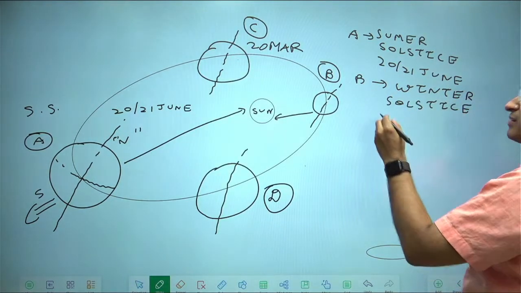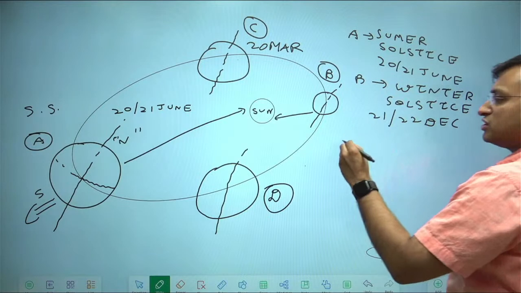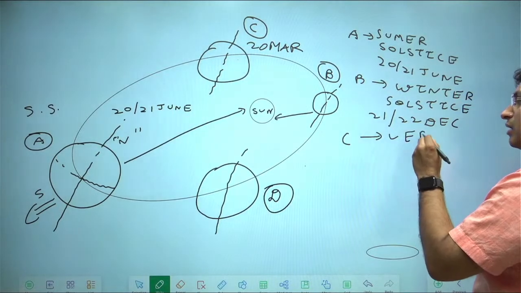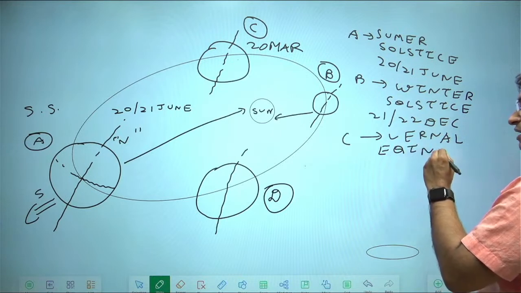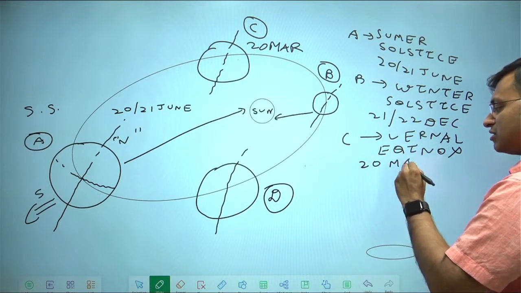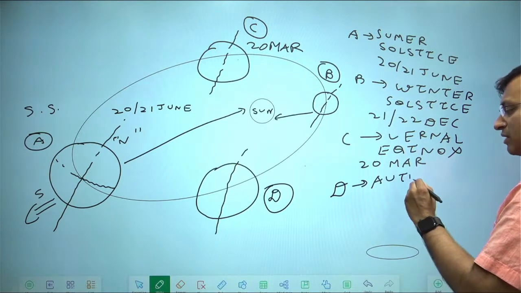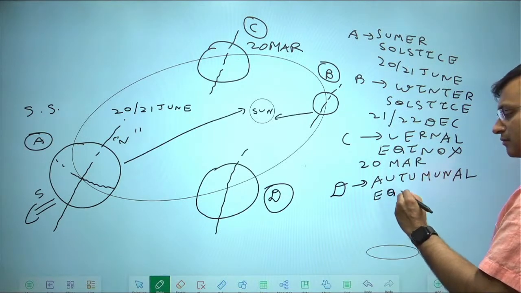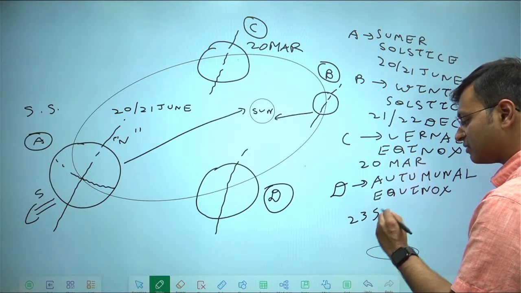Okay, this will normally take place on 21st or 22nd of December each year. Position number C will be called the vernal equinox. It will normally happen on 20th of March, whereas position number D will be called the autumnal equinox, and it will normally happen on 23rd of September.